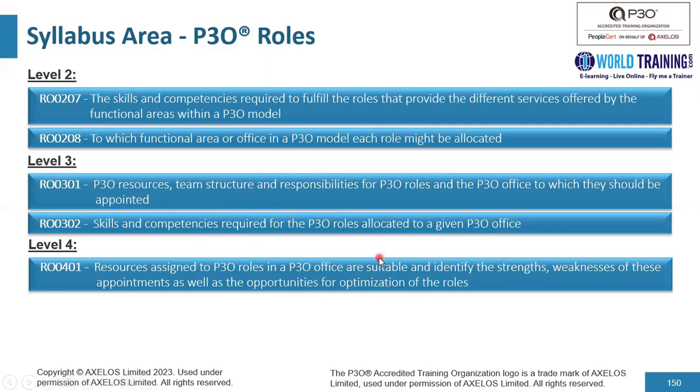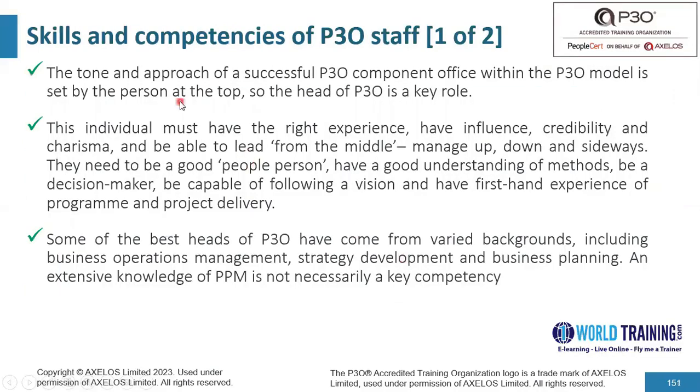Now, let's begin with the skills and competencies required of P3O staff. The tone and approach of a successful P3O component office within a P3O model is set by the person at the top. So the head of P3O is a key role. And this individual must have the right experience, must have influence, credibility, and charisma, and be able to lead from the middle. In other words, this particular role should be able to talk with the top executives and also the managers at the bottom layers of the organization.